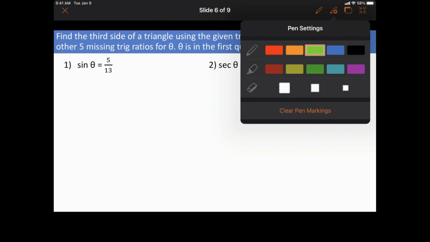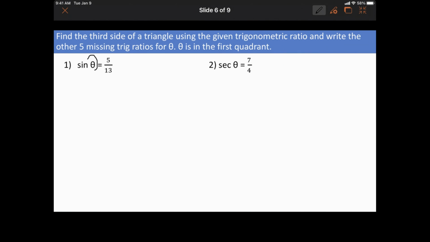So how do we use the trigonometric ratio? So another way to do it is actually if you're given 1 and you have to find the other 5. So it says find the third side of a triangle using the given trigonometric ratio, and then write the 5 missing trig ratios for theta. Theta is in the first quadrant. So this is a Greek letter of the alphabet called theta, and we'll use it to represent an angle. So if we're in a quadrant, right, we're in the first quadrant, so we're here. And this is going to be theta.